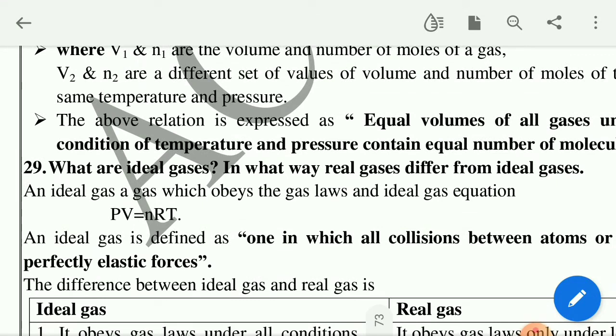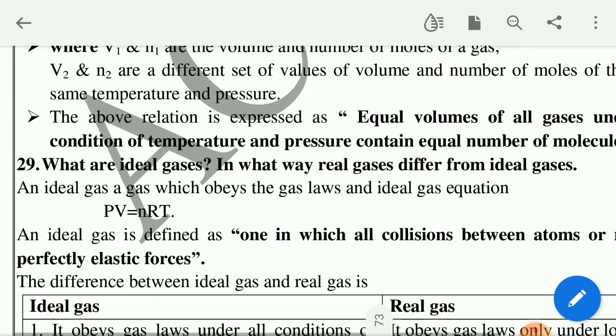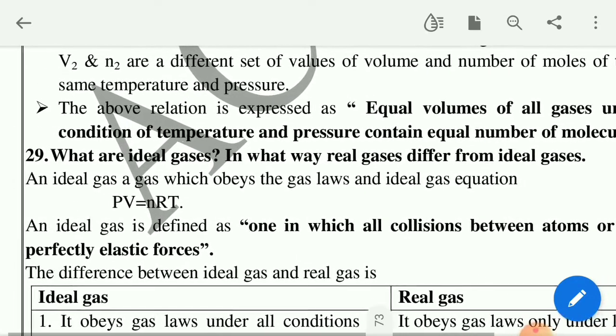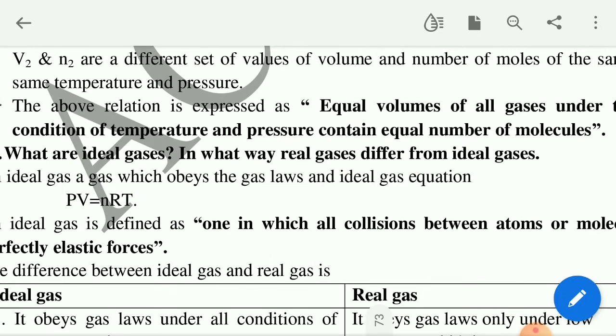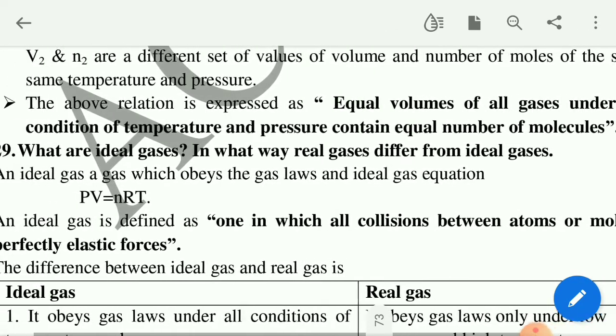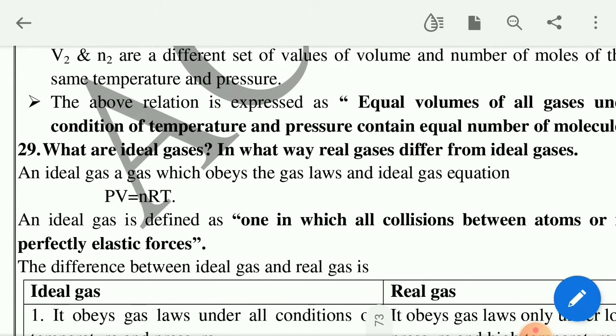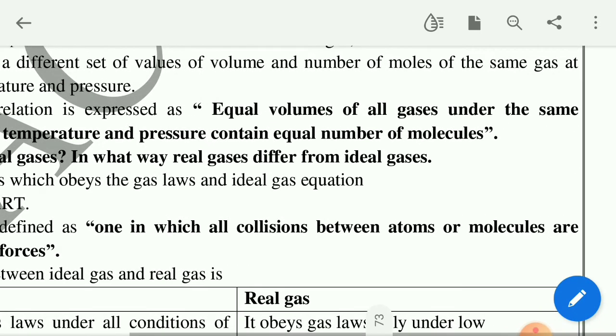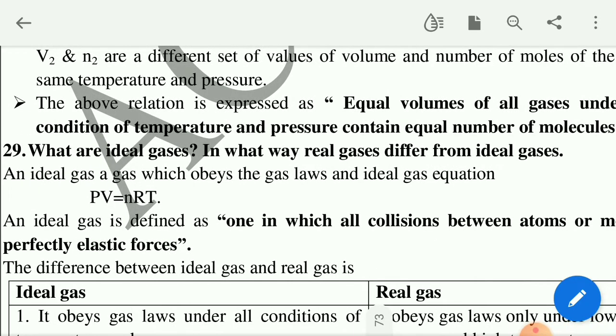Okay. The next question: what is an ideal gas? In what way does a real gas differ from an ideal gas? So the points are: an ideal gas is a gas which obeys the ideal gas equation. You know the ideal gas equation: PV equals nRT. The ideal gas is defined as one in which all collisions between atoms or molecules are perfectly elastic.